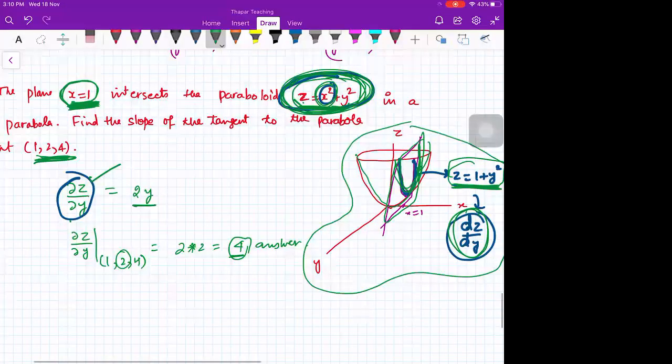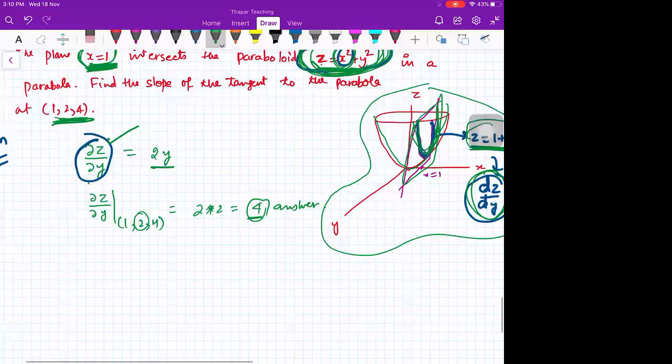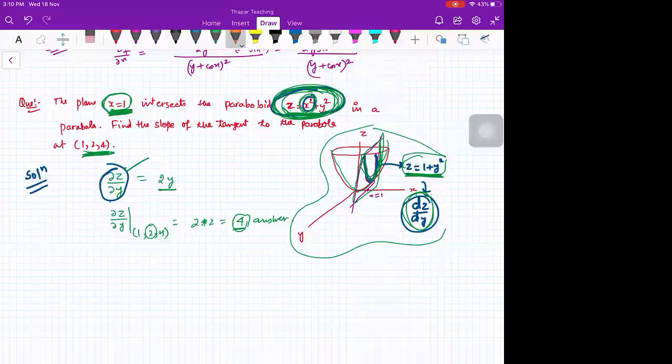Ma'am, I have a doubt. Yes. Ma'am, here as the plane is x is equal to 1, that's why we are taking dz upon dy. If the plane would have been y is equal to 1, then we would have taken dz upon dx. Obviously, in that case, we'll take curly z by curly x. This is just the statement of the problem, right? If your plane is y is equal to 2, say, then you will take curly z by curly x.